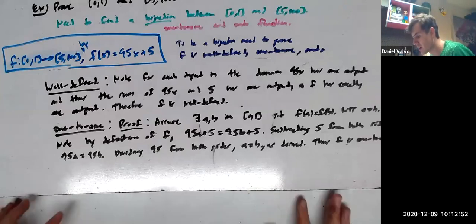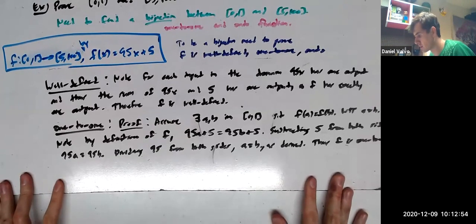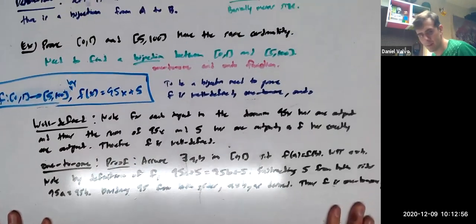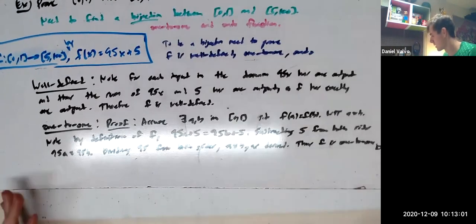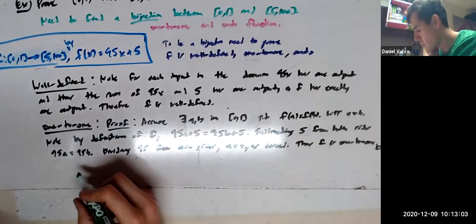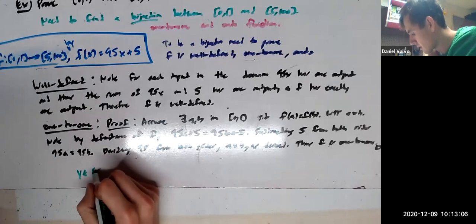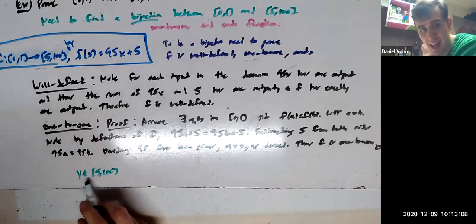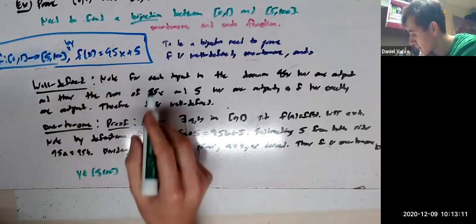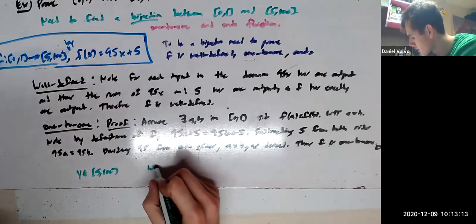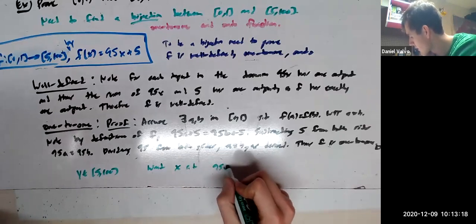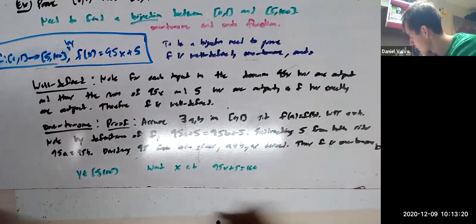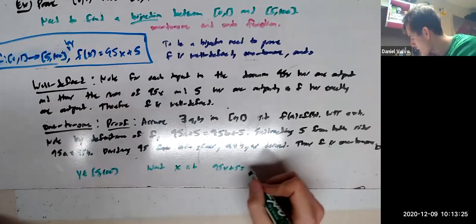The last thing we need to show is that f is onto. All right. And this is actually going to be maybe the easiest one of them all, because we did just some really simple algebra here. Because all I have to show is that if there's a y in [5, 100], we can find an x that we can plug in here to get to that. So we want x such that 95x plus 5 equals, or sorry, equals y. We'll plug it in so it equals y.